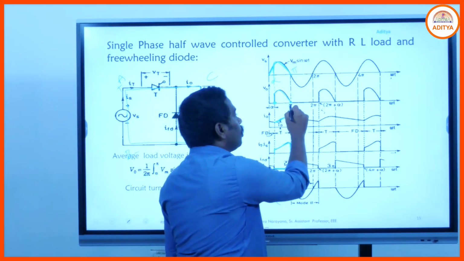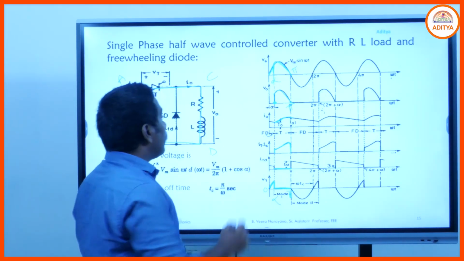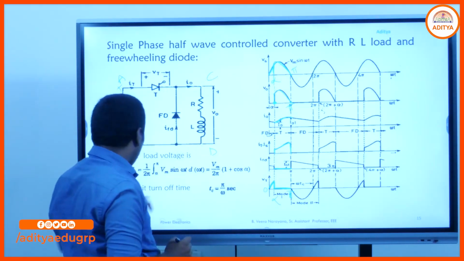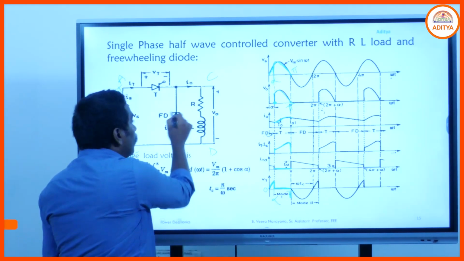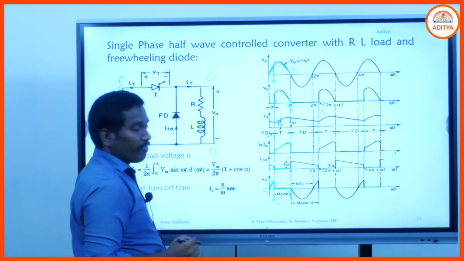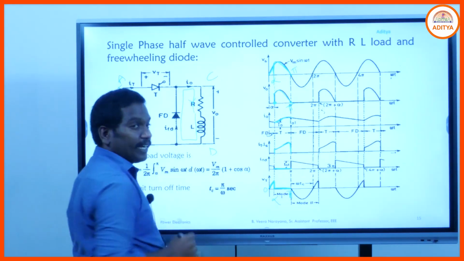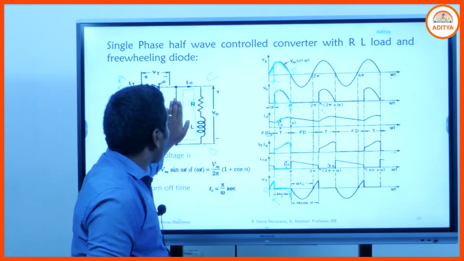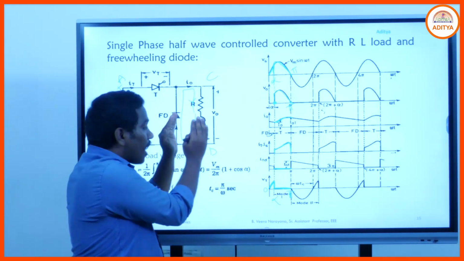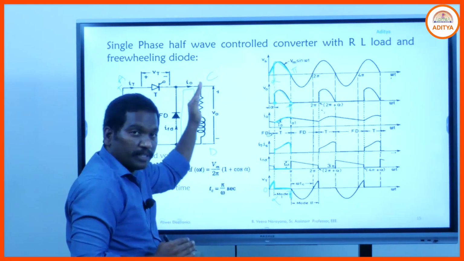Observe here, at omega t equal to pi, even though the output voltage is 0, the output current cannot be 0. What happens here at omega t equal to pi is that the energy stored in the inductor dominates the source voltage, and that energy drives the freewheeling diode into the picture after pi. So from pi to 2 pi, or 2 pi plus alpha, the energy stored in the inductor is discharged to the load through the freewheeling diode. If there is no freewheeling diode, then the energy stored in the inductor is discharged to the source through the SCR. If you keep the freewheeling diode, the energy stored in the inductor is discharged through the freewheeling diode and transmitted to the load itself.